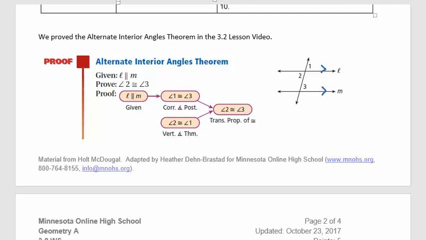Well, we can start with angle 1 is congruent to angle 2 because they're vertical angles. That's this part right here. And we also already know that angle 1 is congruent to angle 3 because of the corresponding angles postulate. And then you can put those two together with the transitive property to prove that angle 2 is congruent to angle 3. And you can see that whole proof in the longer video.